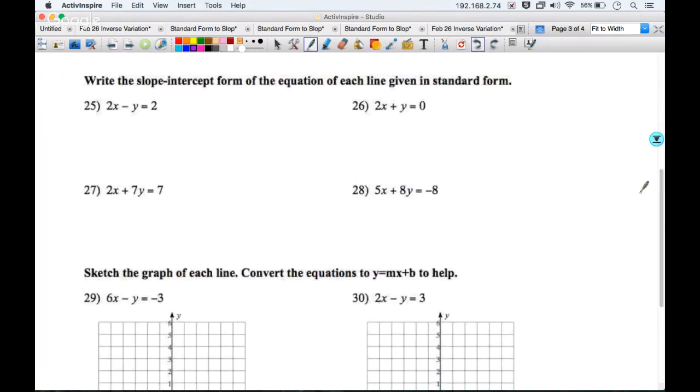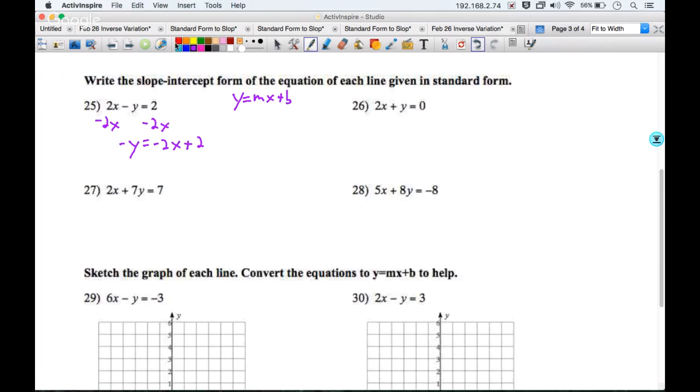All right, 25 through 28, we need to write the slope-intercept form of something given in standard form. This means just take this and get it into that y equals mx plus b form. We need to just have the variables in the right spots. M and b will be numbers, that's fine, as long as y and x are in the right spots. So with number 25, I'm going to take the 2x and move it to the other side. This negative stays behind though. Negative y equals negative 2x plus 2.